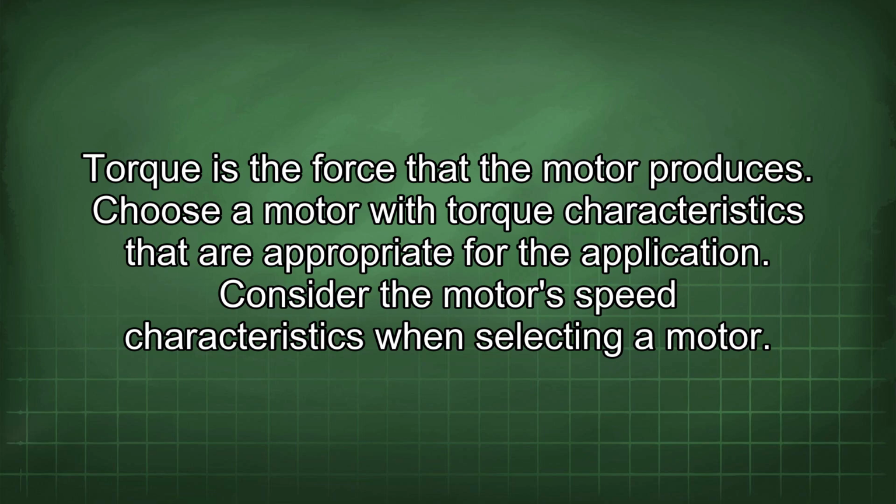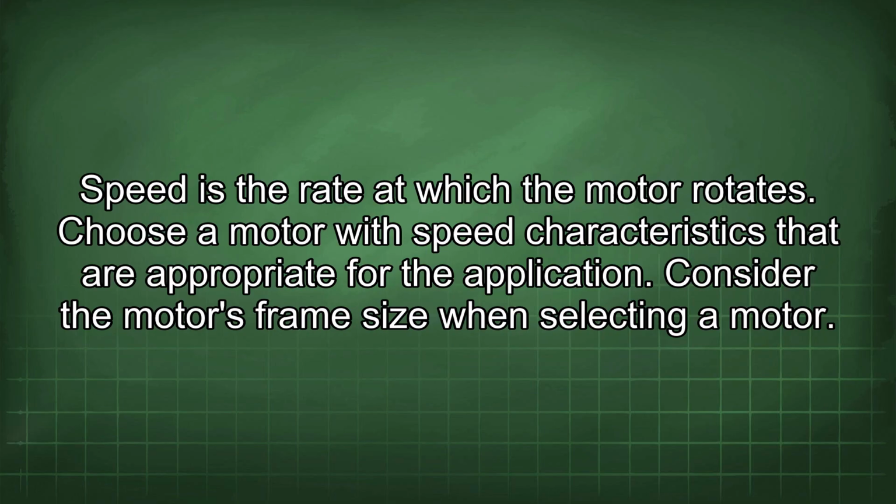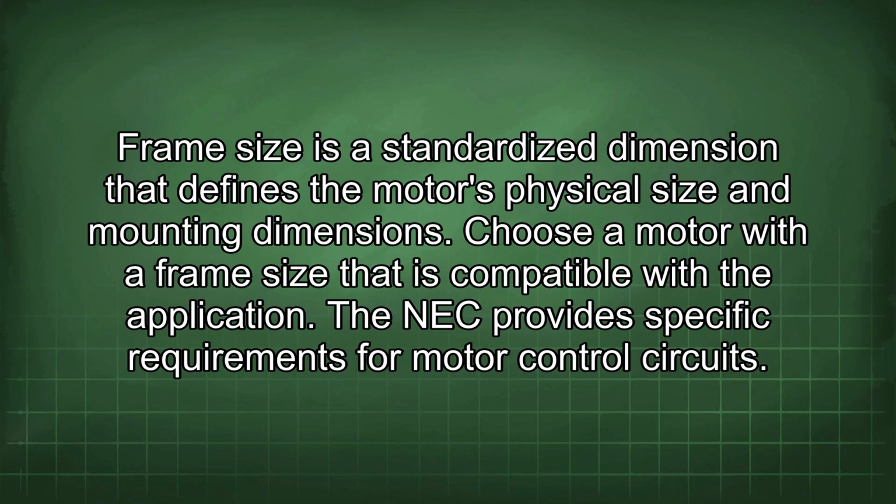Consider the motor's speed characteristics when selecting a motor. Speed is the rate at which the motor rotates. Choose a motor with speed characteristics that are appropriate for the application. Consider the motor's frame size when selecting a motor. Frame size is a standardized dimension that defines the motor's physical size and mounting dimensions. Choose a motor with a frame size that is compatible with the application.